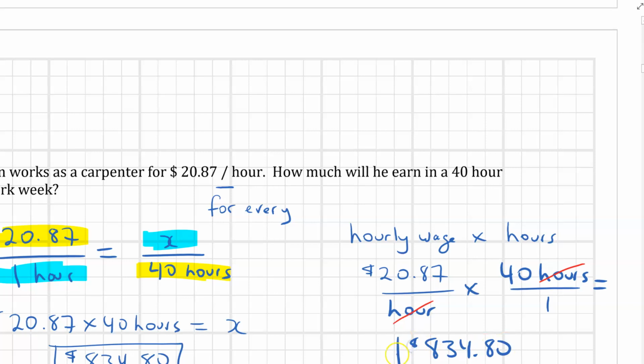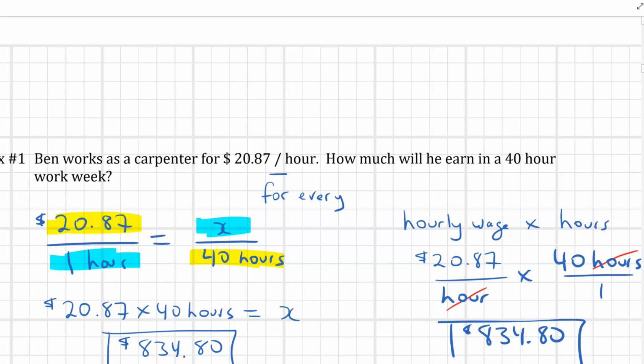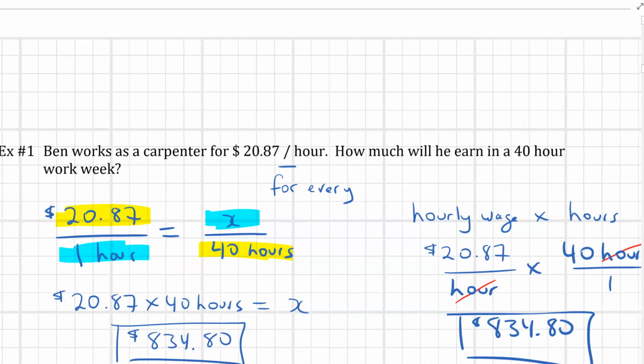You get that $834.80. A lot of you will be looking at this and say, oh, Mr. Spicer, you're making it too complicated. If Ben makes $20.87 every hour, in 40 hours, you're just going to multiply times 40. And if that works for you, that's great. I thought I would show these two examples.